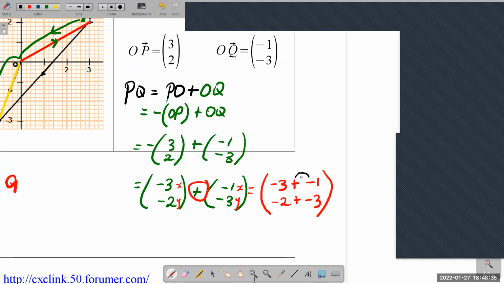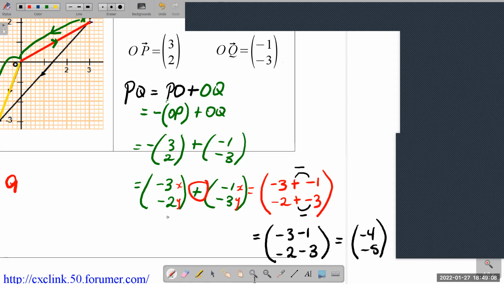Clashing signs. So what is it going to turn into? When a positive and a negative come together, it turns into a negative. So what we're going to end up with is minus 3, minus 1, negative 2, minus 3. And so my final answer, when these signs are alike, we add the 2 numbers and put back the sign. So we're going to get negative 4, negative 5. Everybody see that?